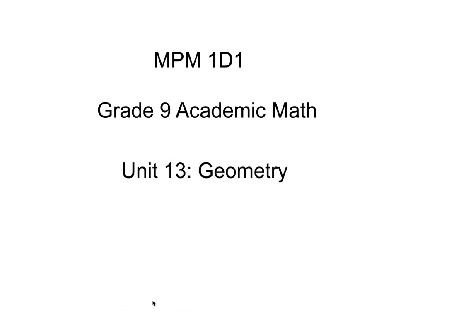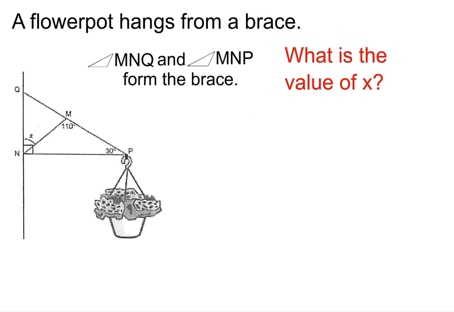Okay, welcome to Grade 9 Academic Math, Unit 13 on Geometry. In this unit, we'll go over 8 examples of how to find missing angles from given shapes. So let's move on to the first question.